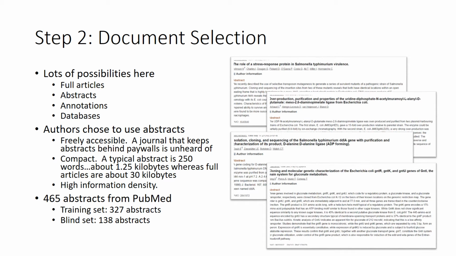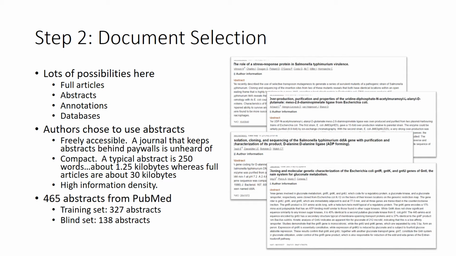We also need to think about how to input data. There are many different possibilities and approaches. We could use full articles, abstracts only, old databases, annotations. Really, there's a variety. And the authors chose the abstracts for a variety of reasons.